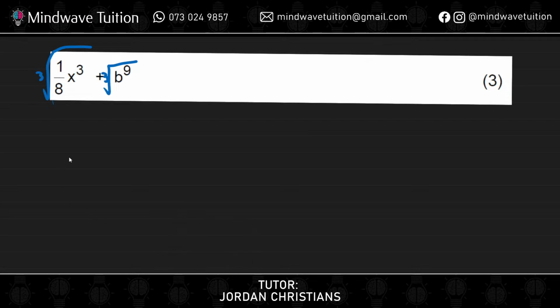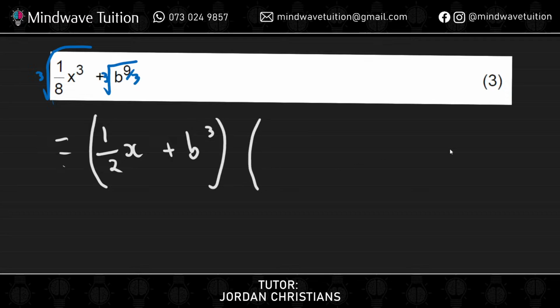So the cube root of 1 over 8, remember when we root fractions, we just need to put the root over each of the parts. So the cube root of 1 will give me 1, and the cube root of 8 will give me 2. Now the cube root of b to the power of 9, we have to divide 9 by 3, and that will be plus b to the power of 3. And x we have to cube root, so that will give me just x. There we go. So now it goes in the second bracket.